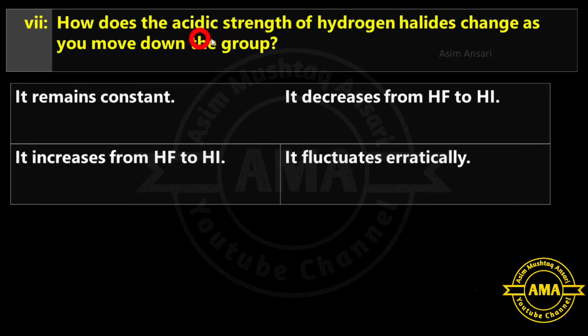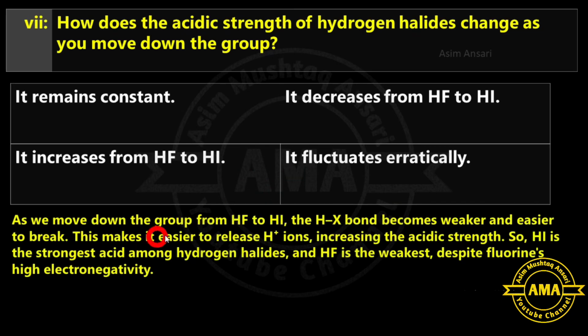Next is: how does the acidic strength of hydrogen halides change as you move down the group? It remains constant, it decreases from HF to HI, it increases from HF to HI, or it fluctuates erratically. There, as we move down the group from HF to HI, the HX bond becomes weaker and easier to break. This makes it easier to release hydrogen ions, increasing the acidic strength. So HI is the strongest acid among hydrogen halides and HF is the weakest despite fluorine's high electronegativity. So C option, it increases from HF to HI, is correct.